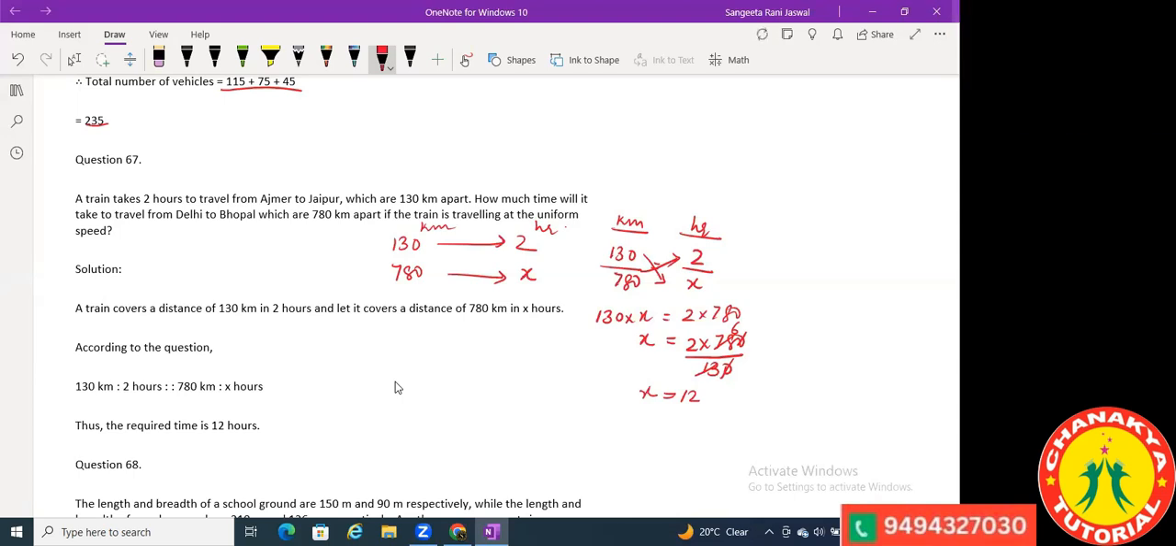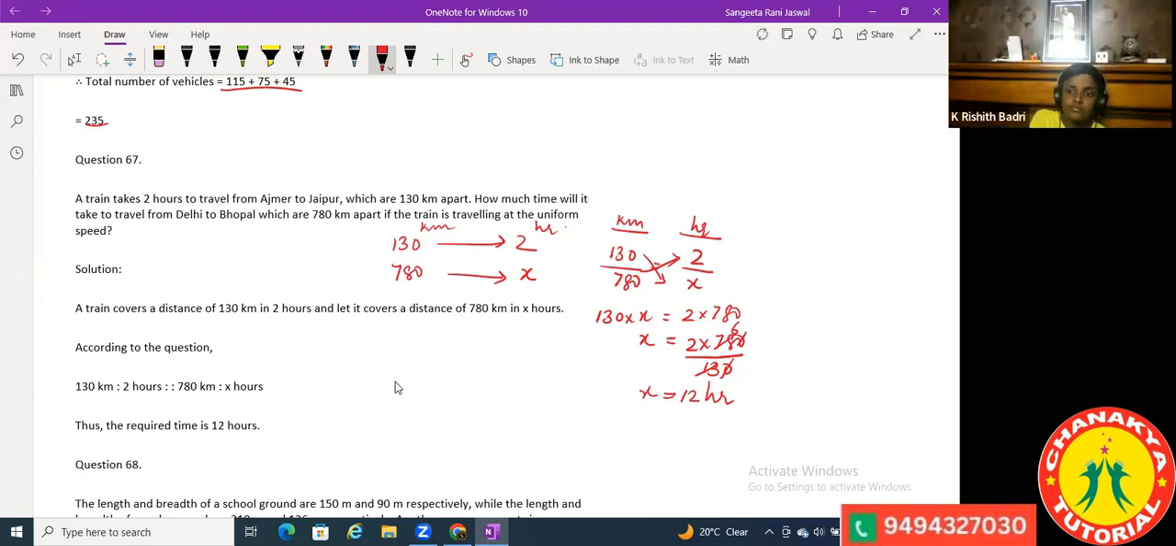Okay, so that means the train is taking 12 hours to cover 780 kilometers. Now you understand? Yes, ma'am.